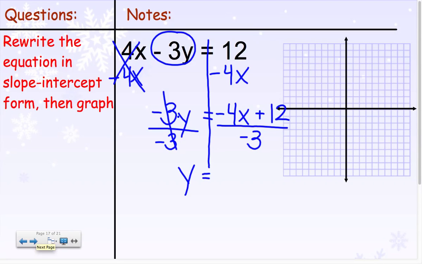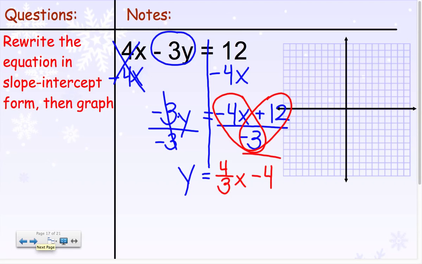And then this is where I do the heart. Negative 4 over negative 3. It doesn't make a nice number if I divide it, but I do know that a negative over a negative makes a positive. So I'm going to put a positive 4/3 x. 12 divided by negative 3 is negative 4. This equation is ready to graph.